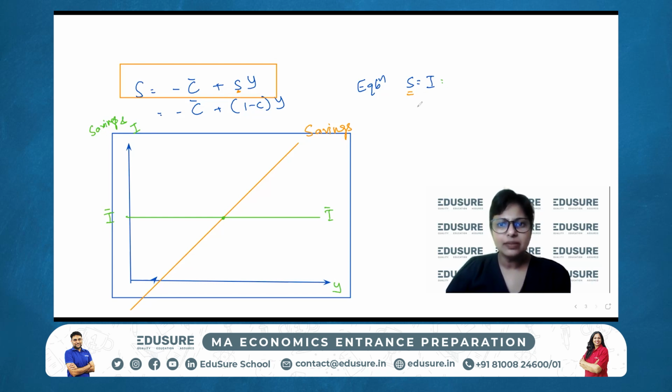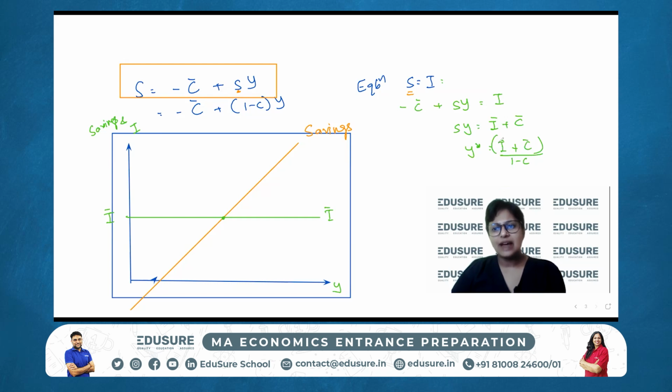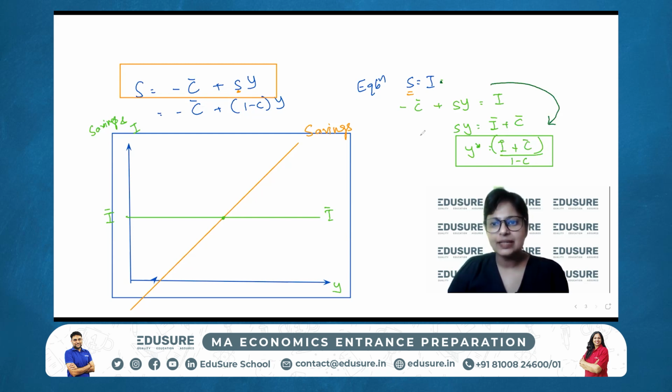So when savings is equal to investment, that means minus c bar plus small s into y is equal to investment. So basically, small s into y is equal to I bar plus c bar, and y star is I bar plus c bar upon small s, which is 1 minus c. So the value of y star is I bar plus c bar upon 1 minus c. This is the same as the AD is equal to AS approach. The value of y star is the same, because ultimately everything is the same. Whether we use savings equal to investment or AD equal to AS, the same y star value will come. The value of y star is the same in both.